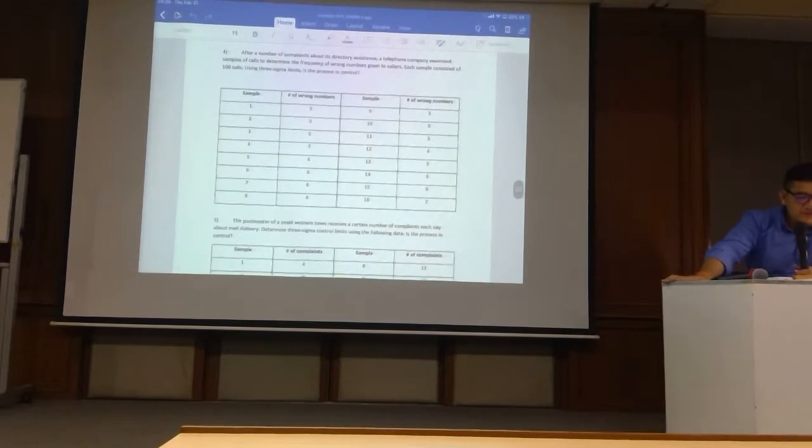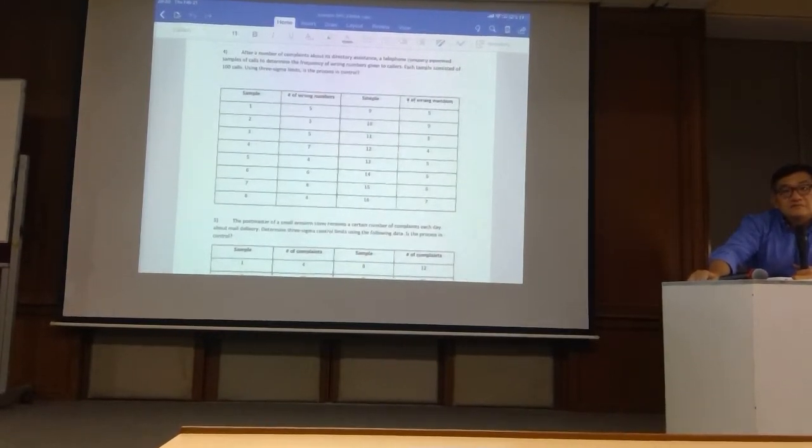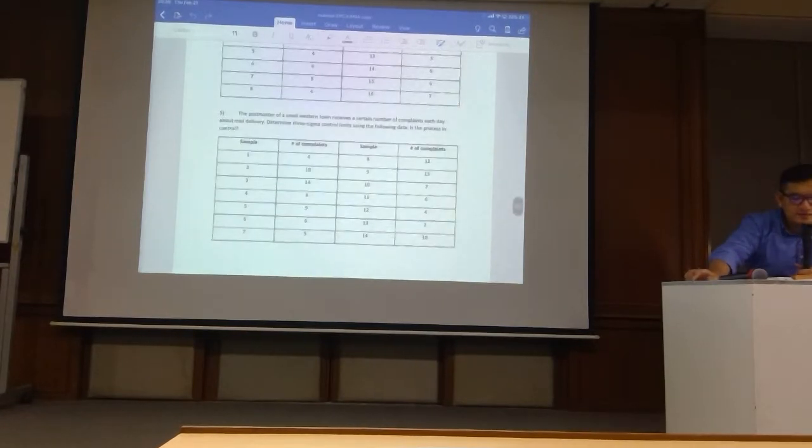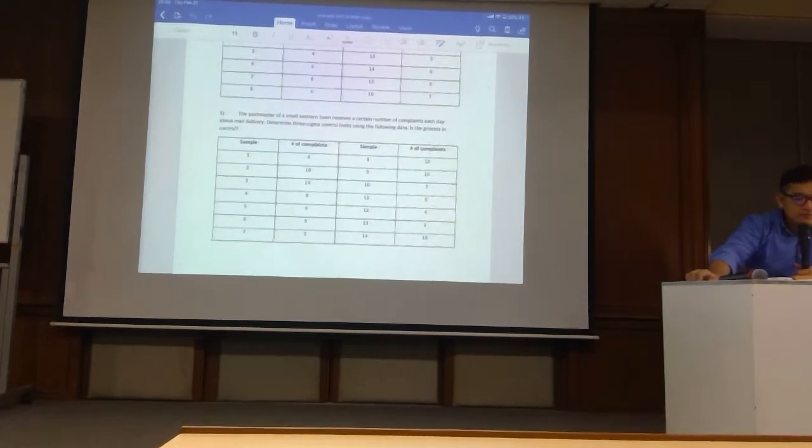And example 4, which chart is appropriate for this one? P chart, yes, because all these wrong numbers are based on a sample of 100 calls. So it's a P chart. And the last one, what do you think? Customer complaint. Example number 5 is a C chart.